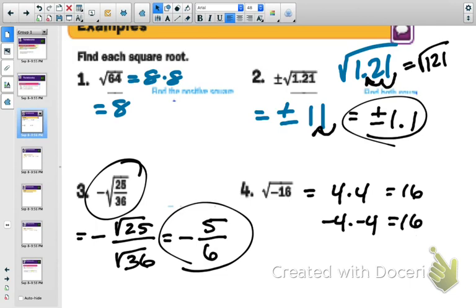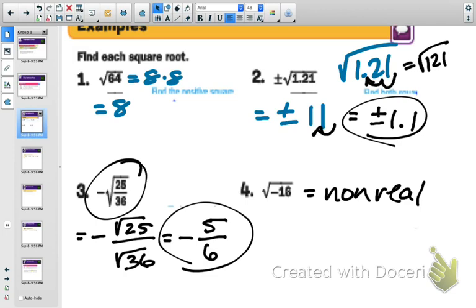So neither of those give us a negative number, and that's because the only way you can get a negative is to do a positive times a negative. Okay? The only problem with that is these aren't equal. One's positive and one's negative. So we actually can't do the square root of negative 16. Okay, so we're going to say this is undefined, or we're going to say non-real.